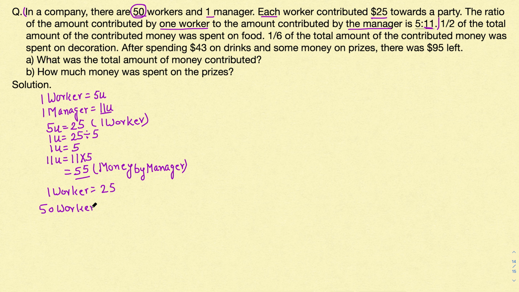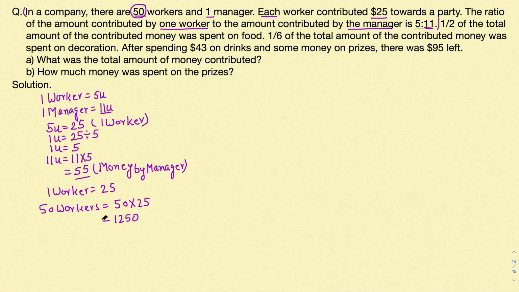It's easy. It's simply 50 times 25, and that will give you $1,250. Okay, so what is the total amount of money that is contributed?